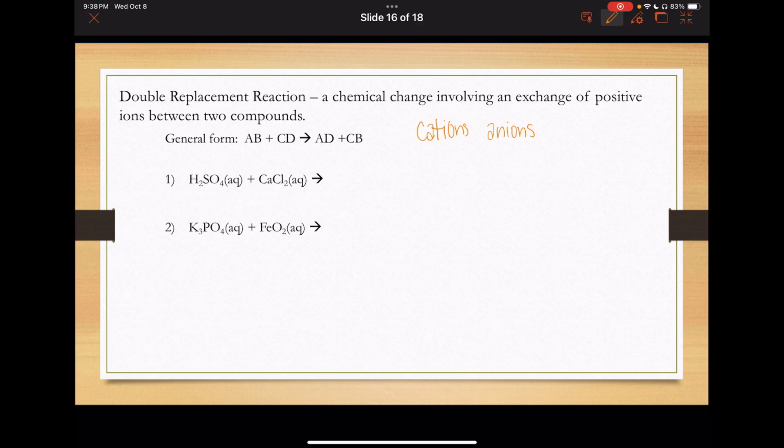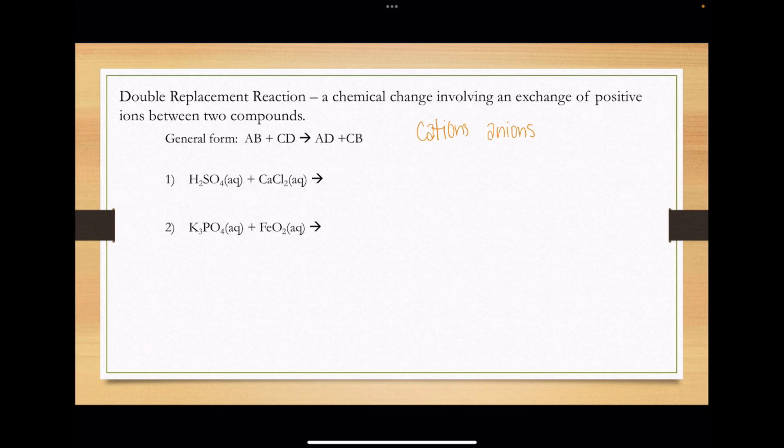So what I mean by that, let's look at this first one. H2SO4. I know that hydrogen, when it becomes an ion, adopts a H plus charge. And SO4 I know is sulfate, and the formula for sulfate is SO4 2 minus. And then calcium is a metal, so it adopts a positive charge. It's in group 2, so it adopts Ca plus 2. And then chlorine is in group 17, and it's a nonmetal, so it's going to adopt a minus 1 charge.